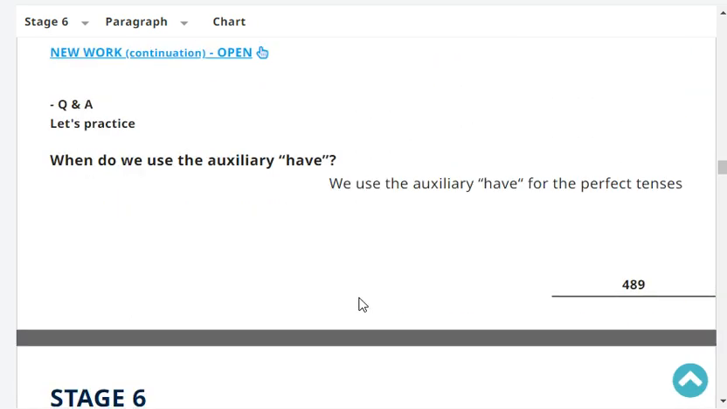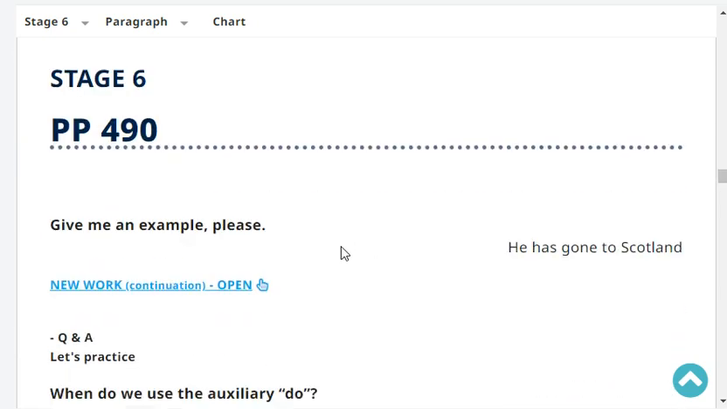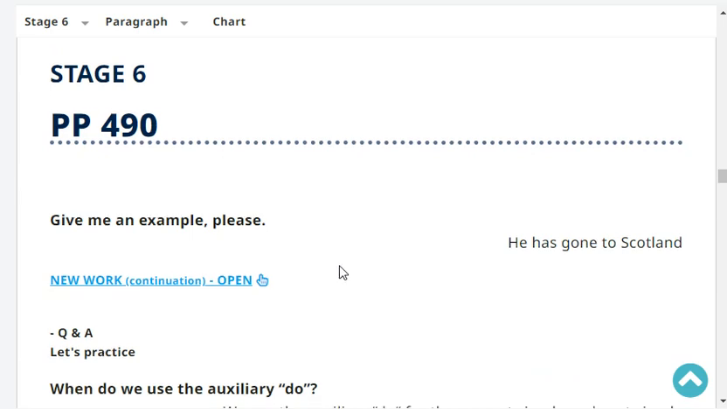When do we use the auxiliary have? We use the auxiliary have for the perfect tenses. Very good. Give me an example, please. He has gone to Scotland. Very good.